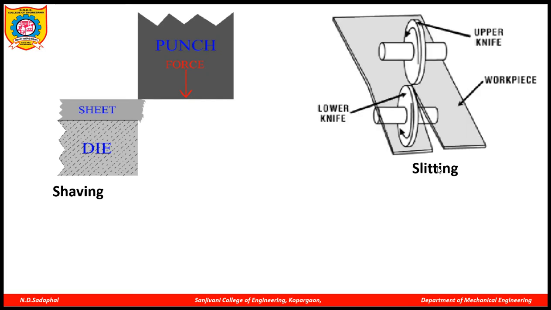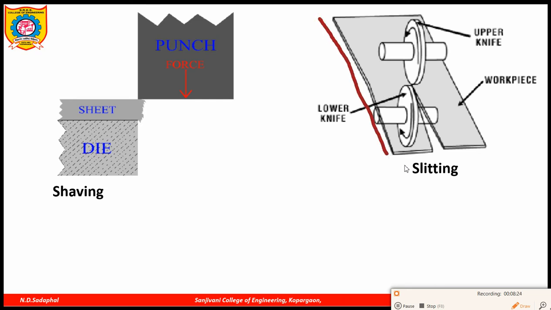Then slitting. Slitting is the operation of cutting a metal sheet into two parts along the direction of length. Now this is the length of the workpiece and this is the width of the workpiece. You are cutting the metal sheet along the length. This is the cutting direction. These two are the cutters. When the workpiece is cut along the length into two portions, the operation is called slitting.